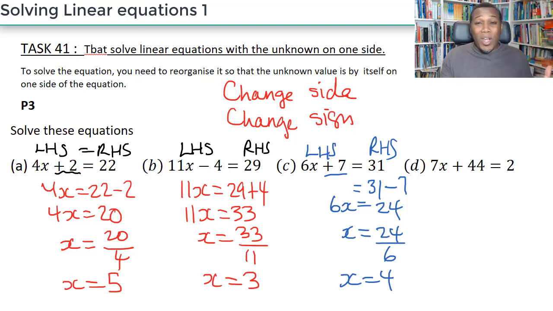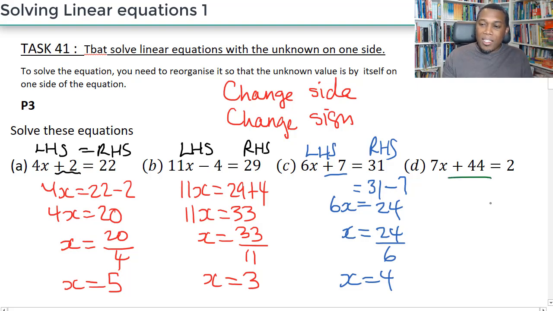So yeah, third way to think about the problems. Plus 44 is going to become minus 44, and I'm thinking, oh man, that's negative numbers. 2 take away 44 is going to be on my left. That's what I did. I moved the plus 44. The 7x stays on the right. Sorry, 2 take away 44 is on my right.